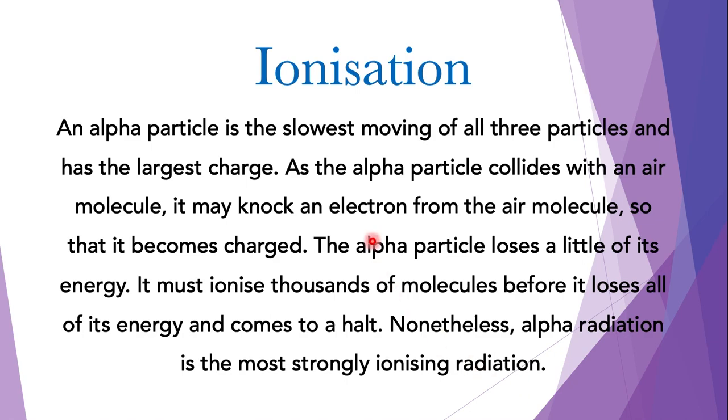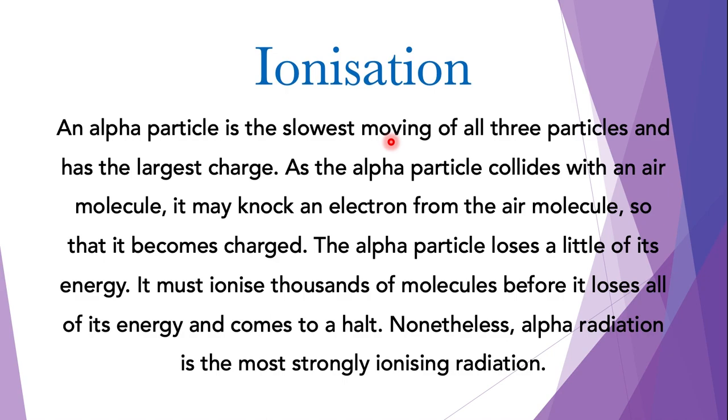It keeps on ionizing molecules before it loses all of its energy and comes to a halt. But because the alpha particle is the slowest moving of all three particles and has the largest charge, the more time it takes to move through air, the more interaction it will have with the air particles. If it is a fast moving particle, then it is most likely to travel straight past an air molecule without interacting with it.